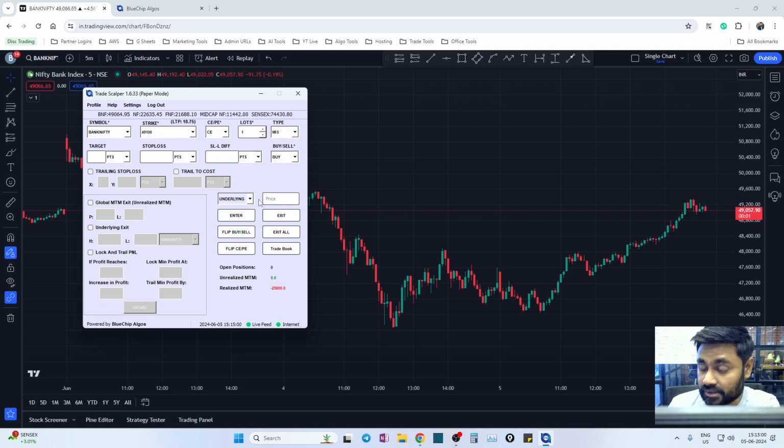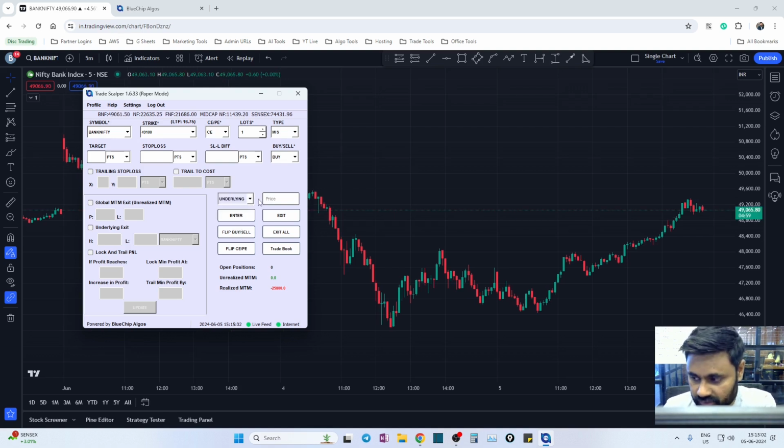And then the next one is underlying based entry. I'm not really sure if this has been there anywhere in India in any algo tool, especially scalping tool. Using the underlying, you can also give the price. Let's say now Bank Nifty is 49,076, or let's say 49,100.